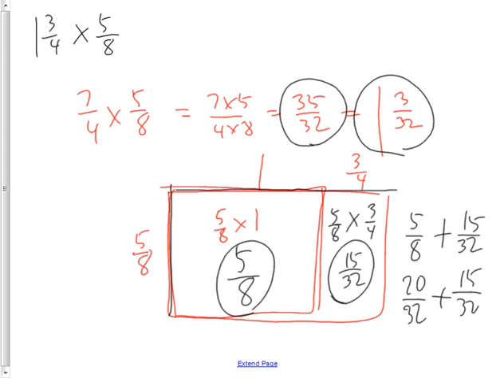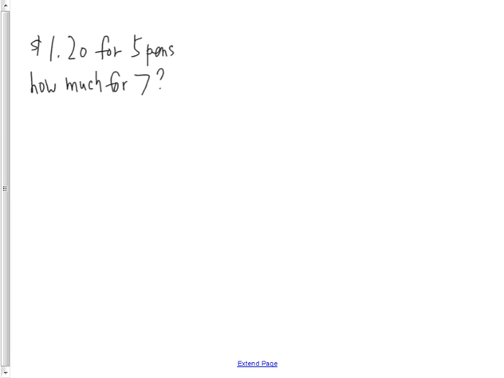Does anyone totally, completely not remember doing area models for multiplication of fractions? Nobody completely forgets? You do? Yeah, a little bit? Okay. All right. Just so you know.